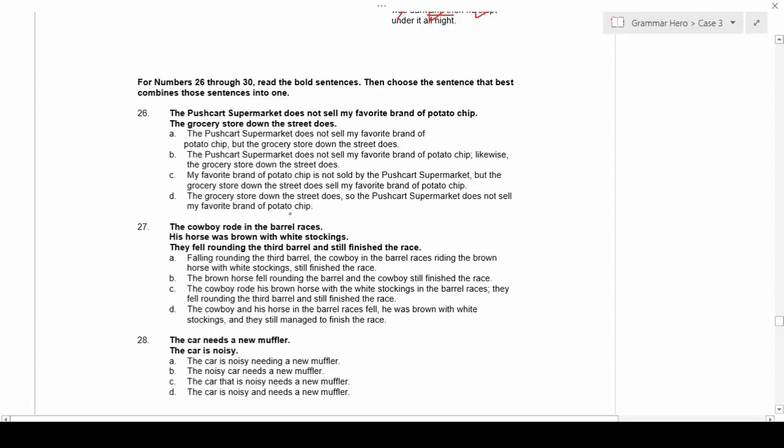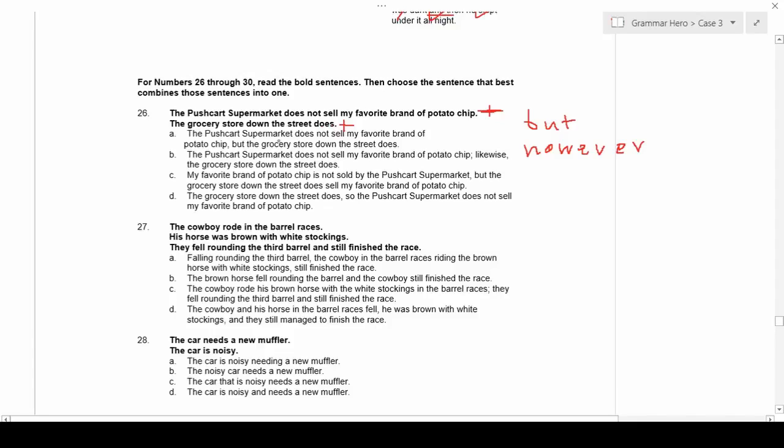The pushcart supermarket does not sell my favorite brand of potato chip. The grocery store down the street does. Okay? When I read these two sentences, this supermarket does not sell it. This one does. You can tell that these two are opposite. This one's positive, this one sells it. This one's negative. So you're going to have to separate these with something like but or however, words that indicate that these two sentences are not the same.